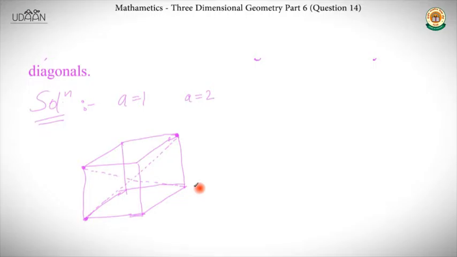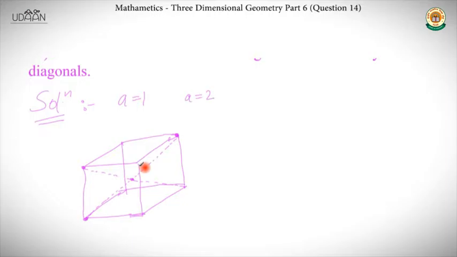Would the angle between any two body diagonals be the same out of the 4? Yes, because of the symmetry of the cube. If it was a cuboid, the angles would have been different, but as it is a cube, there's exact symmetry about the center, the point of intersection of these body diagonals. So due to exact symmetry, the angle between any two diagonals would definitely be the same. So let's get started.